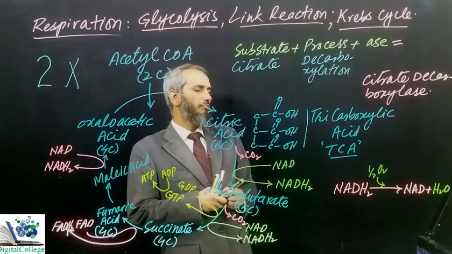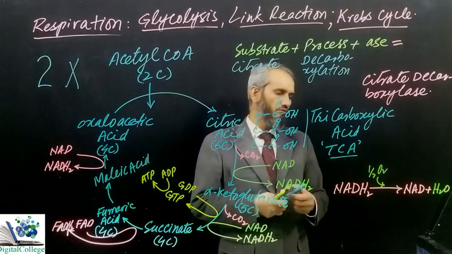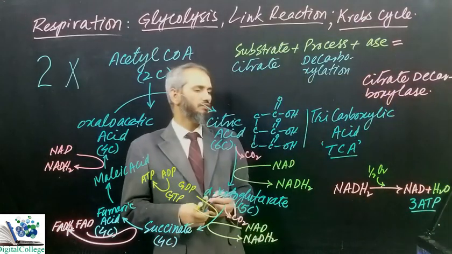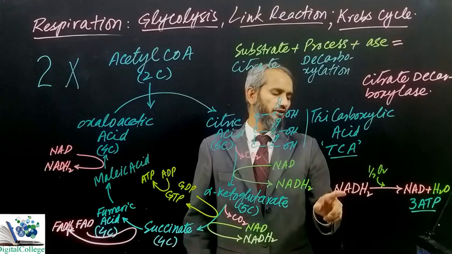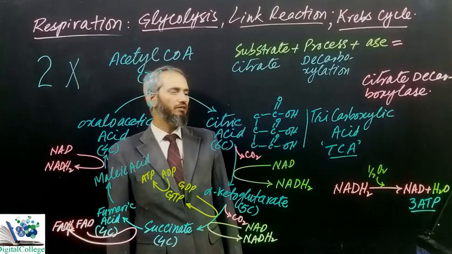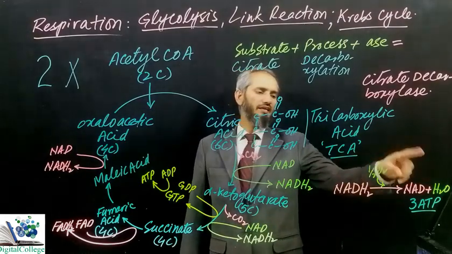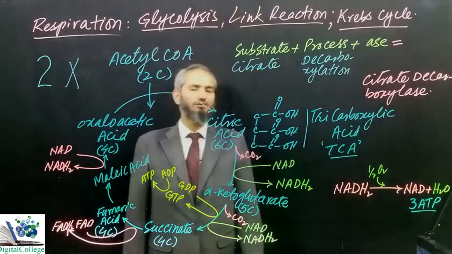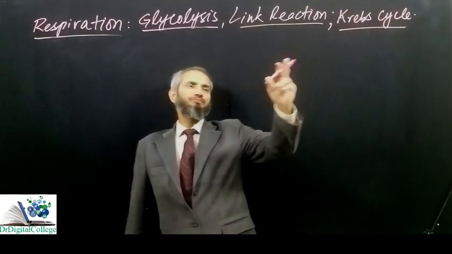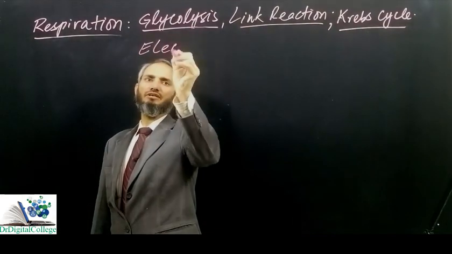Now, what has happened to the energy which was stored with NADH2? That energy has been given out in the form of 3 ATP. 3 ATP are produced by the oxidation of 1 mole of NADH2. 3 moles of ATP are produced. And from 1 mole of FADH2, ideally 2 moles of ATP are produced. So we will see in the next step how this process occurs on the inner membrane of mitochondria. The next process is oxidative phosphorylation, or it is also called electron transport chain.